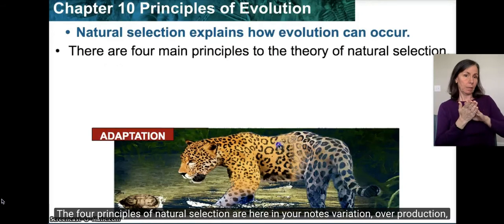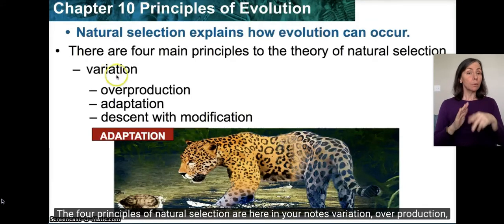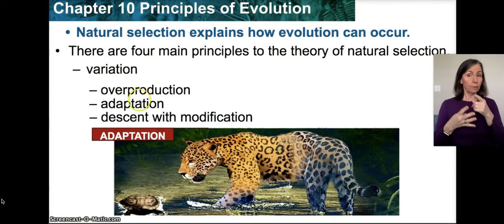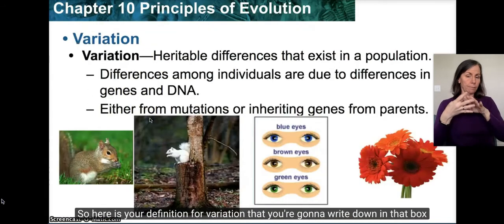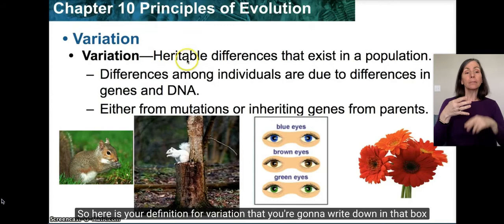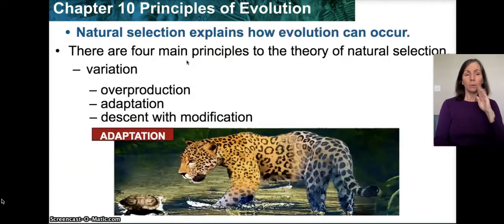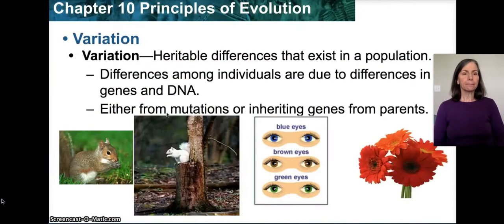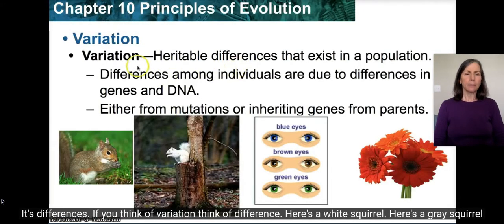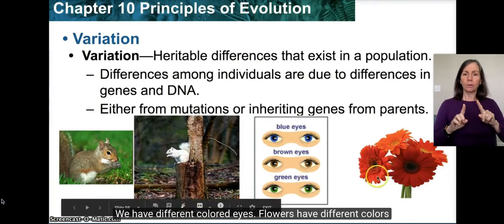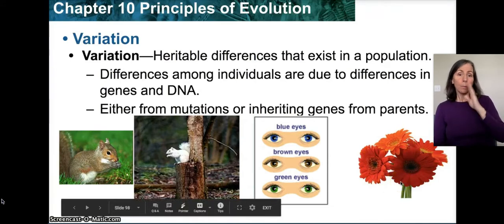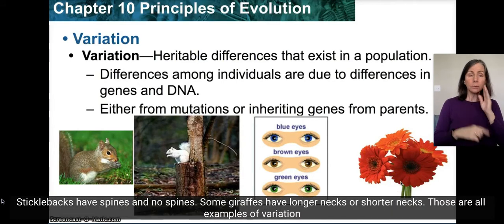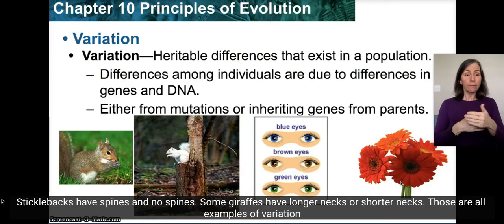The 4 principles of natural selection are here in your notes: variation, overproduction, adaptation, descent with modification. So here's your definition for variation that you're going to write down in that box right here. It's differences. If you think of variation, think of difference. Here's a white squirrel, here's a gray squirrel. We have different colored eyes. Flowers have different colors. Sticklebacks have spines or no spines. Some giraffes have longer necks or shorter necks. Those are all examples of variation.